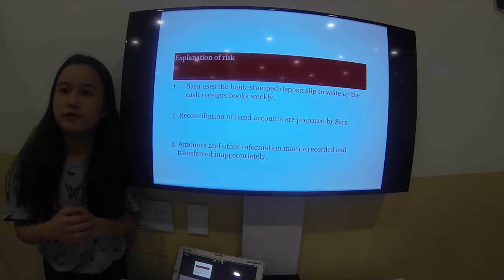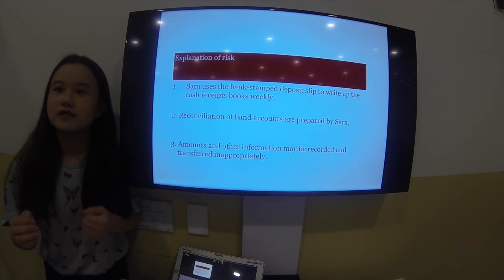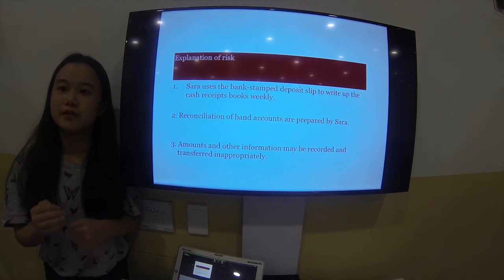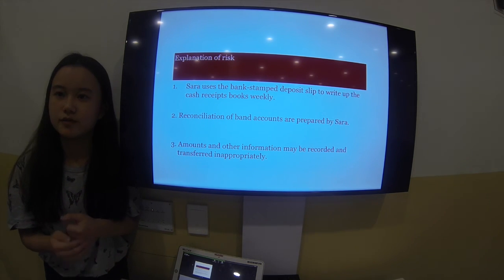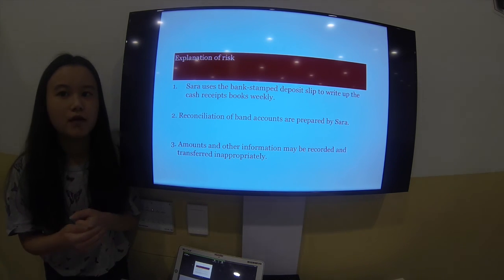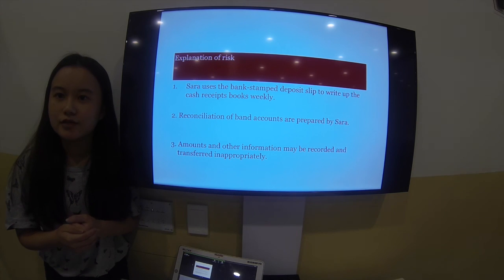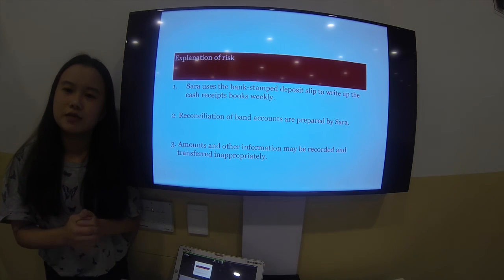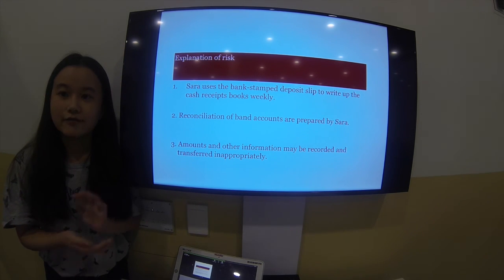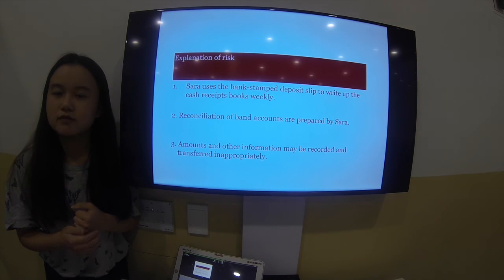Another possible risk is that one of their employees, Sarah, is responsible for using the bank stamped deposit slip to write up the cash received books weekly, as well as preparing the reconciliation of bank accounts, which means that amounts and other information may be recorded and transferred inappropriately.